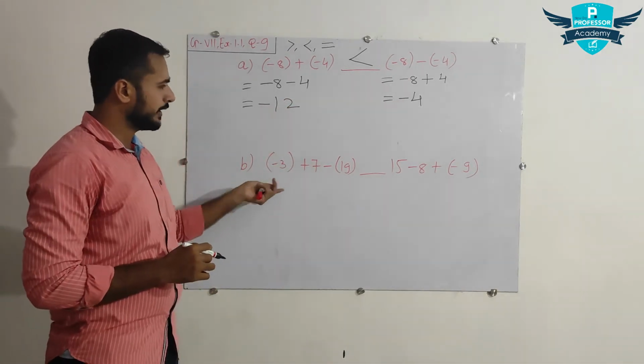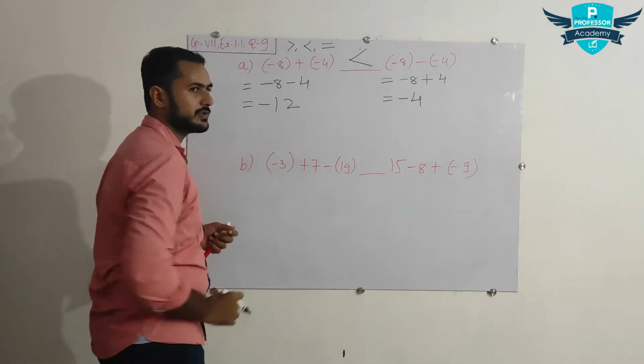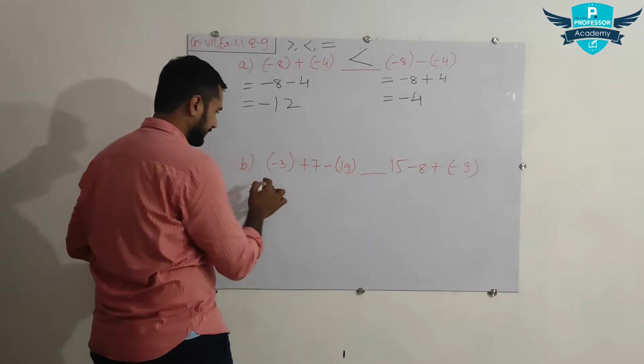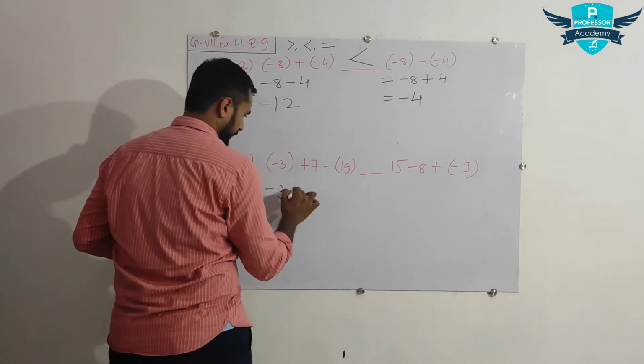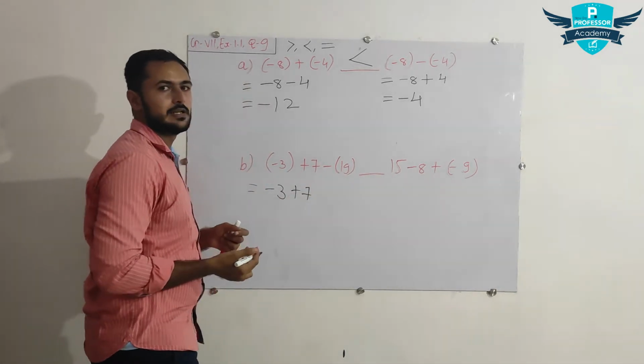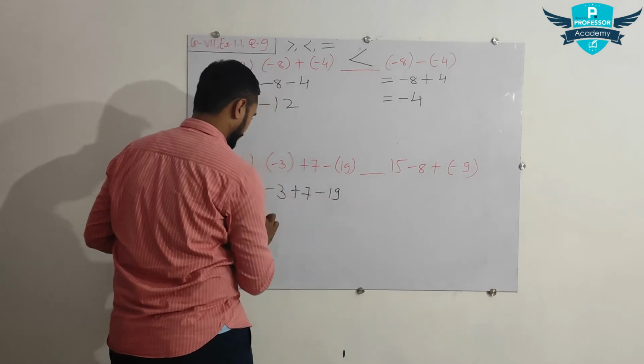Now in the next one we again have two different types of numbers. Here as the LHS, we have to calculate that. First of all, we'll open the brackets. So minus 3 plus 7 as it is. Minus plus, because 19 has the positive sign in the bracket. So minus plus, it's minus 19.